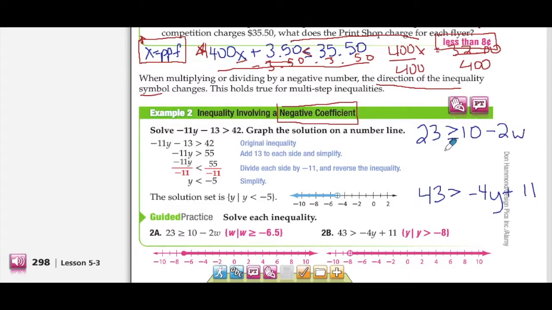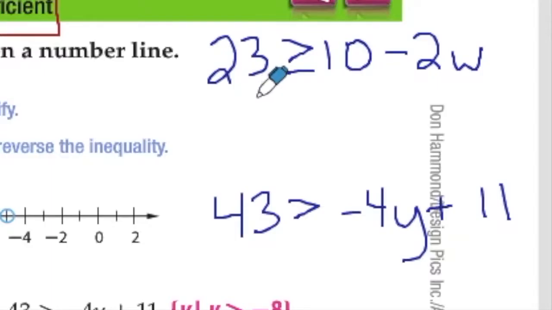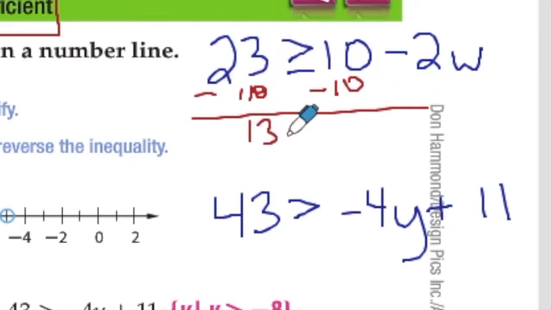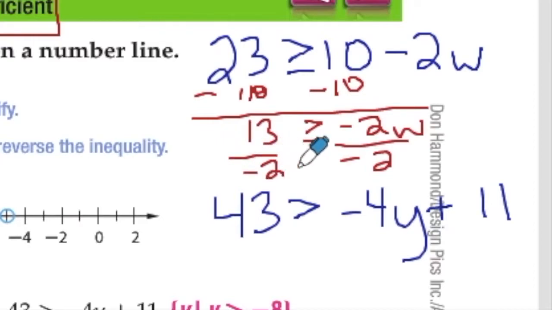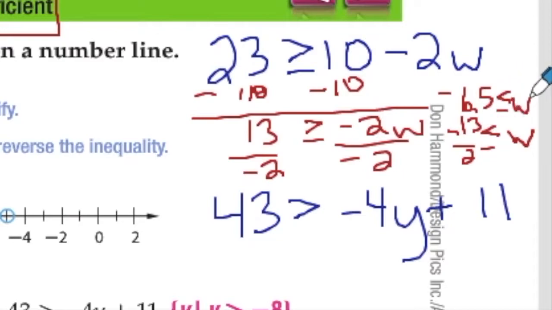So for the first guided practice problem 2a, 23 is greater than or equal to 10 minus 2w. The first thing I'm going to do is subtract 10 from both sides and get 13 is greater than or equal to negative 2w. When I divide by negative 2 on both sides, I'm going to get negative 13 halves is less than or equal to w. And I can rewrite that as negative 6.5 is less than or equal to w.